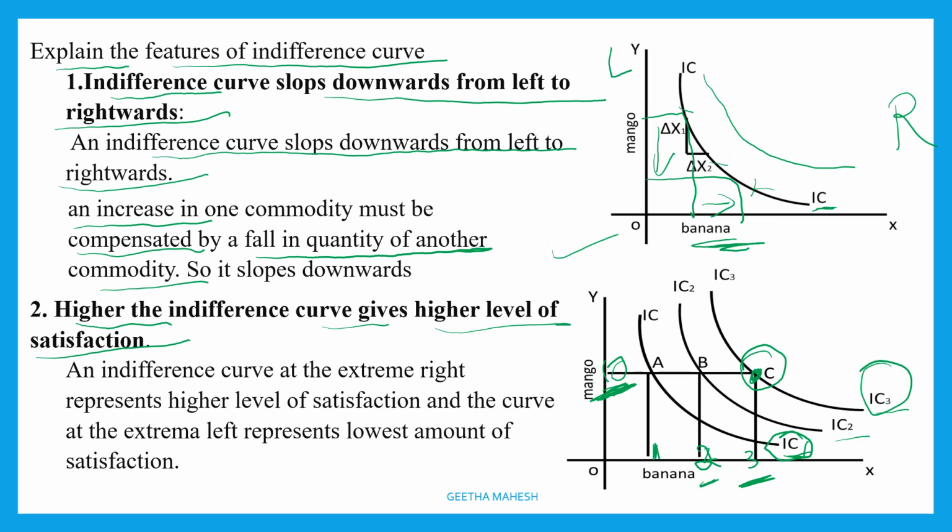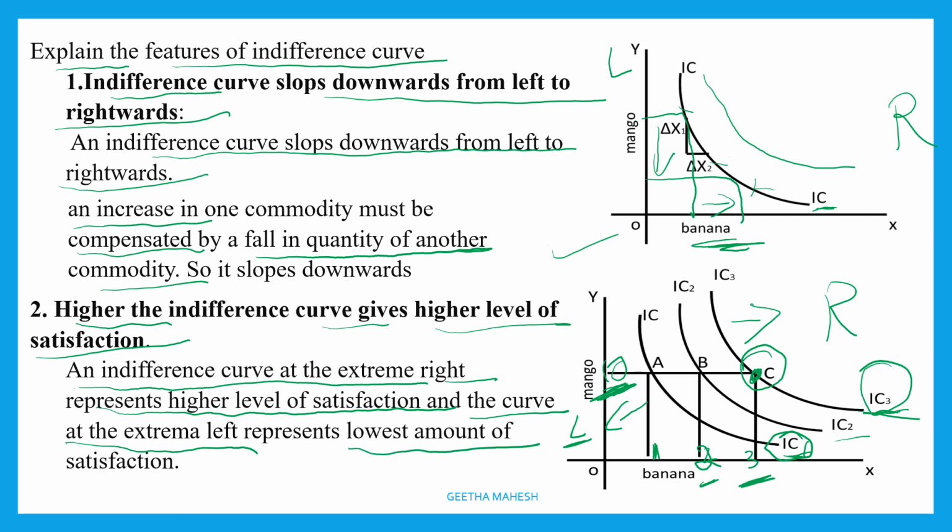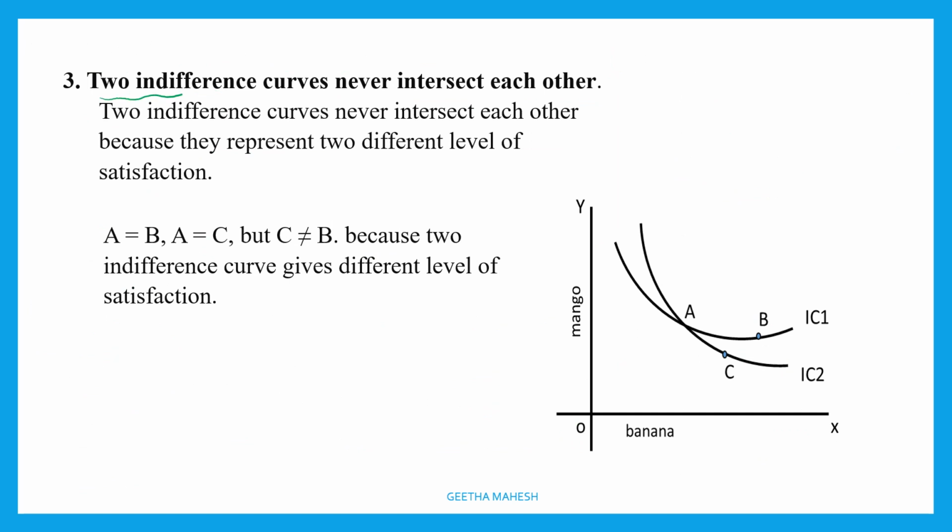So this is what they are saying: an indifference curve at the extreme right side, that means IC3, represents a higher level of satisfaction. The curve at the extreme left side, towards the origin, you can see the IC curve represents the lowest amount of satisfaction. The third one is, two indifference curves never intersect each other.